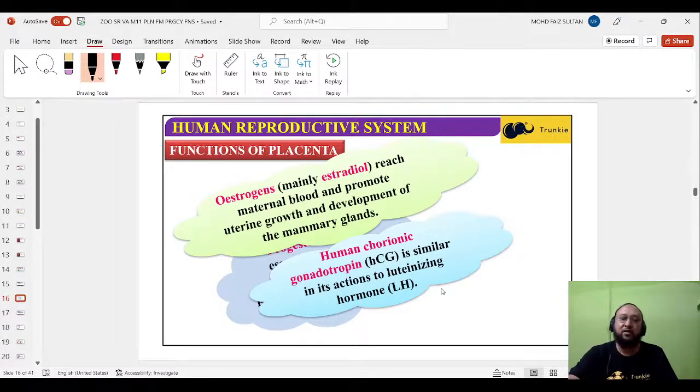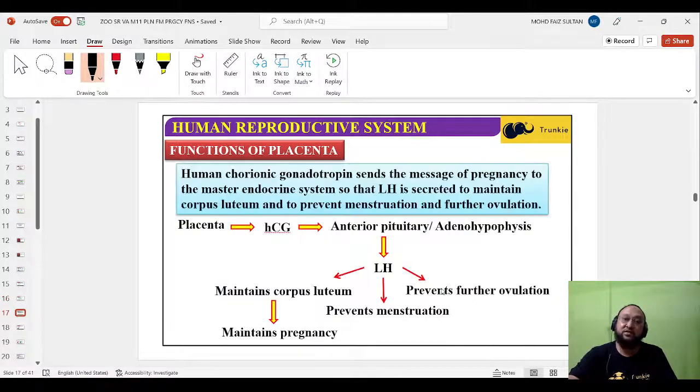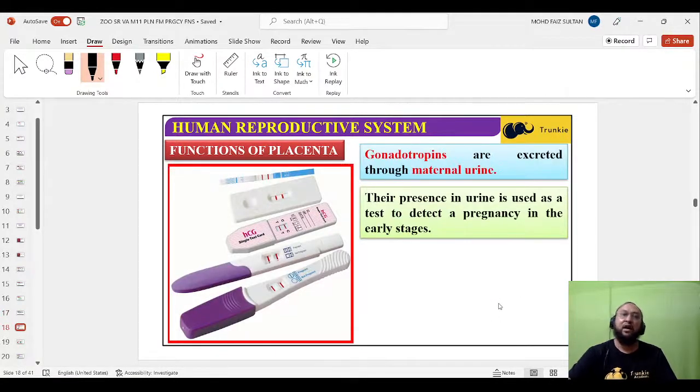Okay, and human HCG is similar in action to luteinizing hormone, and here is how it acts. The placenta produces or secretes the human chorionic gonadotropin hormone, which gives signals to the anterior pituitary, which in turn secretes the luteinizing hormone to maintain the corpus luteum, to prevent menstruation and further ovulation, and maintains the pregnancy. Okay, this gonadotropin hormone, after its action, is excreted through the urine.